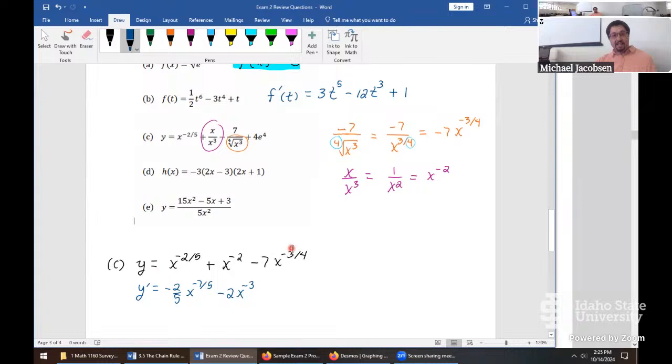The final one is -3/4 times 7. That would be a positive 21/4. I multiply the -7 and -3 together. The new power of x is subtract 4/4, that's subtracting 1, to get -7/4. Then finally, that satisfies what goes on in part C. Any questions, folks, with that one there?